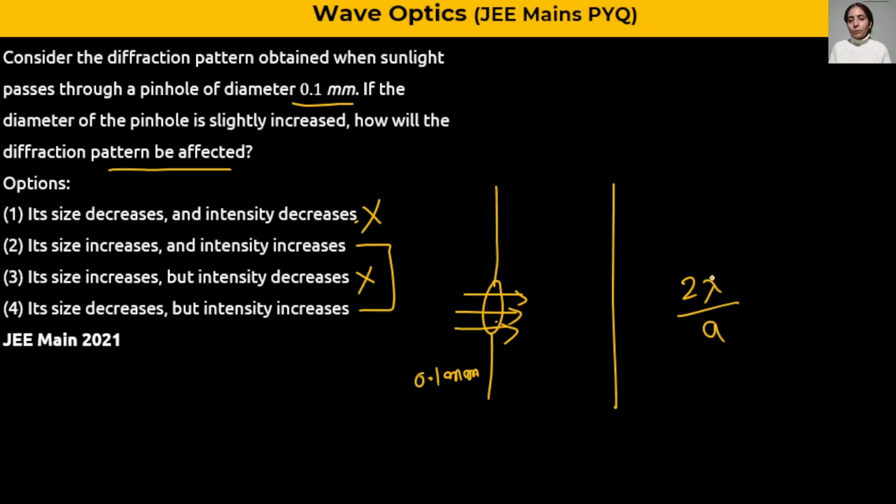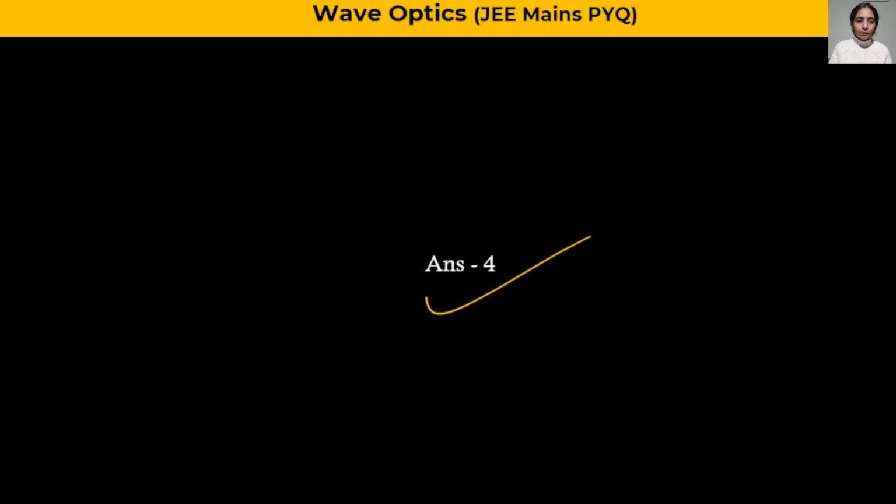If you are increasing a, what happens to it? It will decrease, right? Sorry, what I'm saying is, if a is increasing, then this overall will decrease. So its size decreases, but intensity increases. So the fourth will be your correct one. Okay, so yeah, this one.